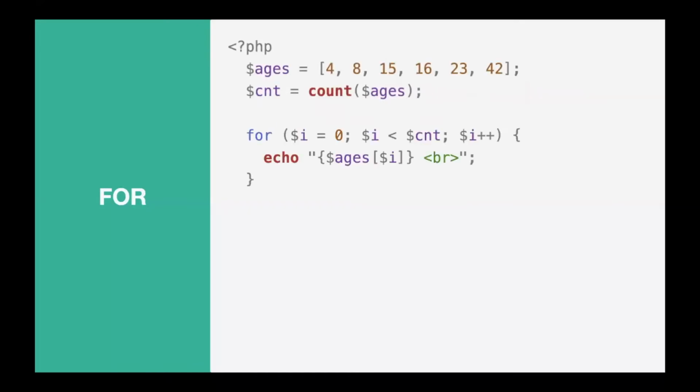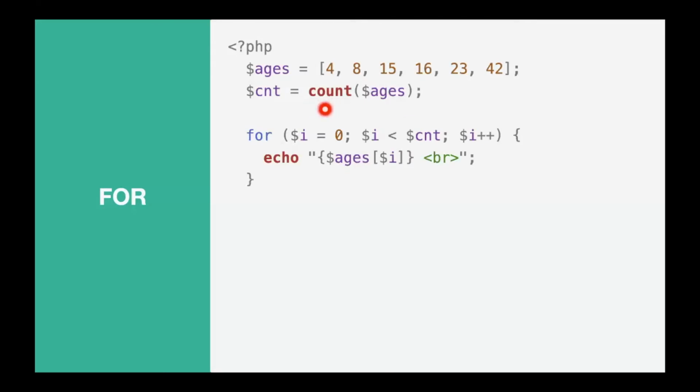All right, so the for loop can also be used for iterating over arrays. So just like in JavaScript, we can iterate over arrays using the for loop. We can do the same thing with PHP. So here we have an array of ages where we have just a series of numbers. Then we are going to get the length of the array or the number of items in the array. And we do this using the count function.